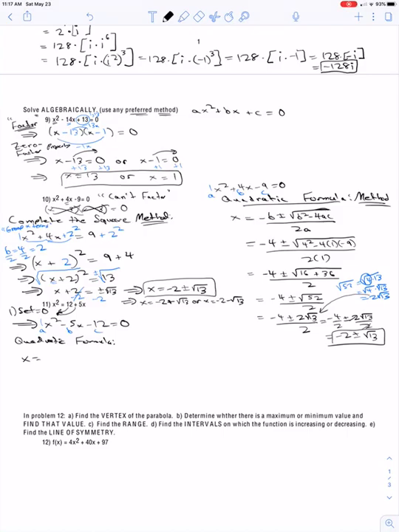So x is equal to negative b, so negative 5, plus or minus square root of b squared, negative 5 squared, minus 4ac, 4 times 1 times negative 12, all divided by 2 times 1. There's your solution set. Let's simplify. Negative 5 is positive 5, plus or minus square root, negative 5 squared is 25, minus 4 times a times c, minus 4 times 1 is negative 4, negative 4 times 12 is what? Positive 48. All right, so we got a plus 48 here, all divided by 2.